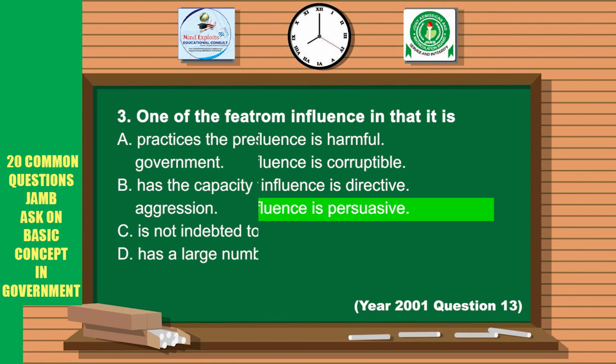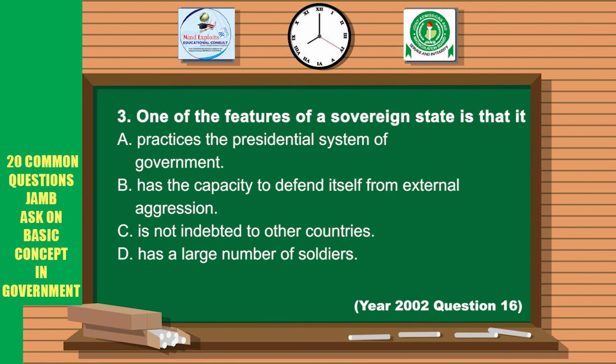Let's go to question 3. Question 3 was asked in 2002 as question 16. One of the features of a sovereign state is that it A. Practices the presidential system of government. No. B. Has the capacity to defend itself from external aggression.